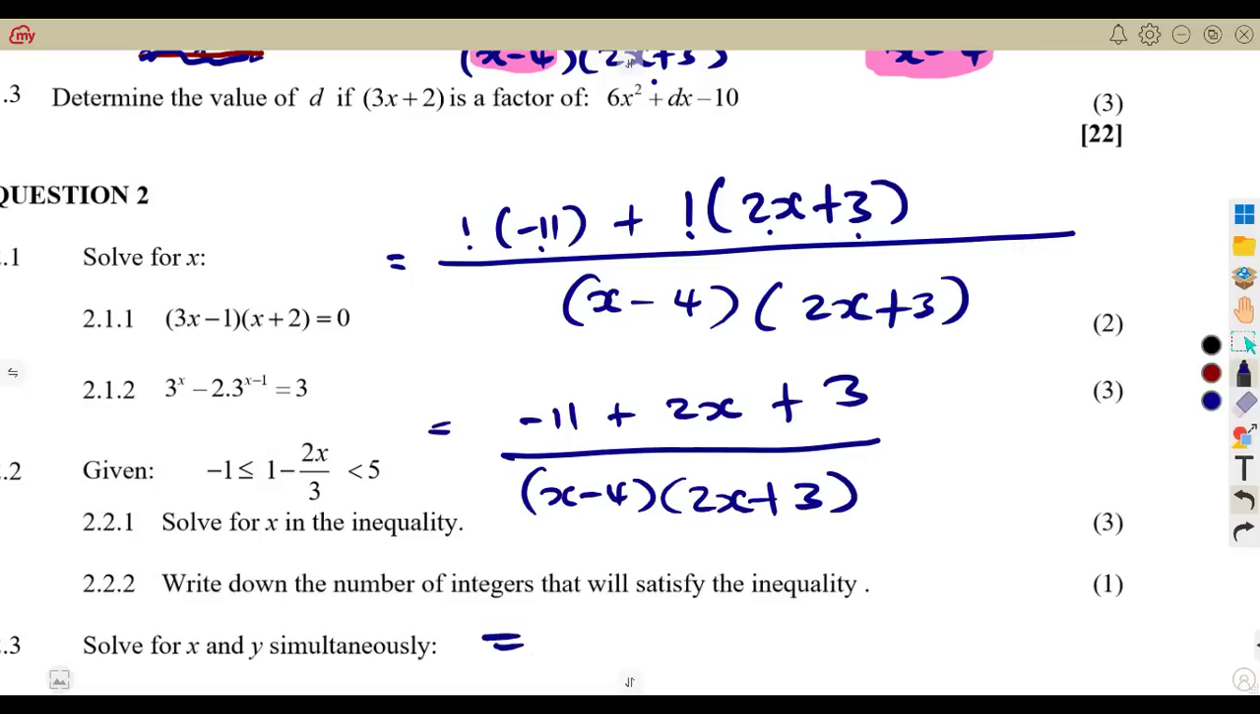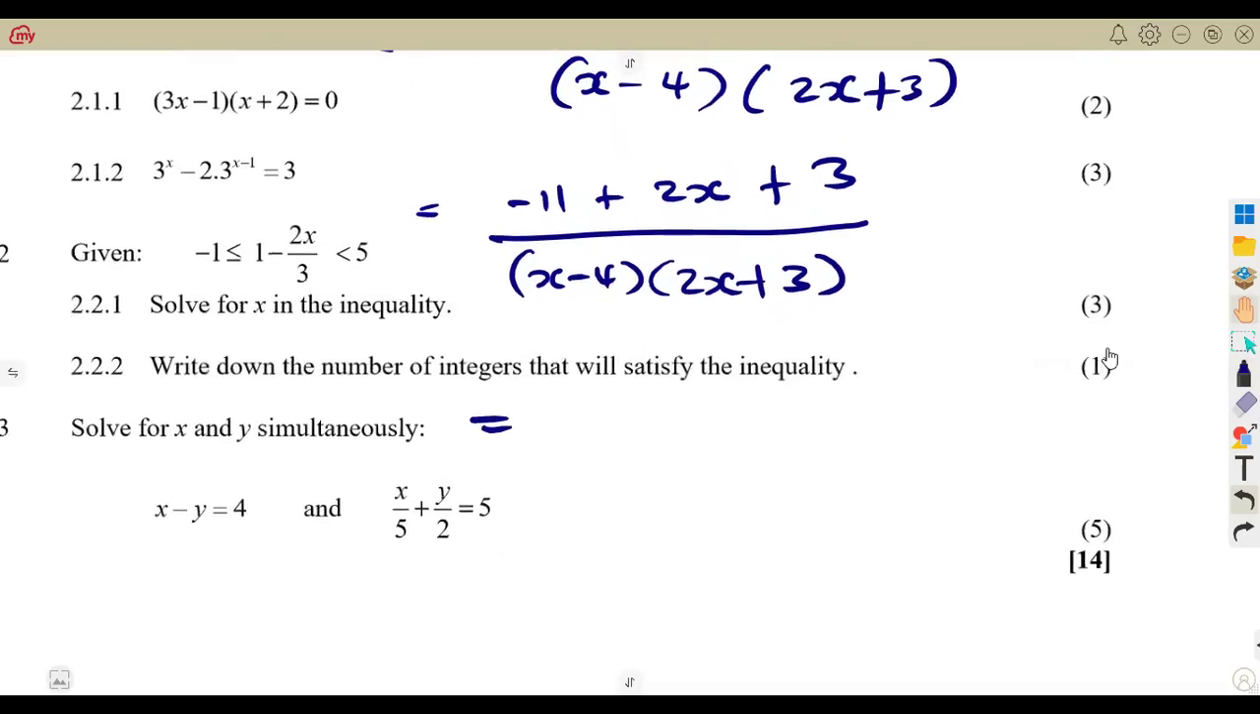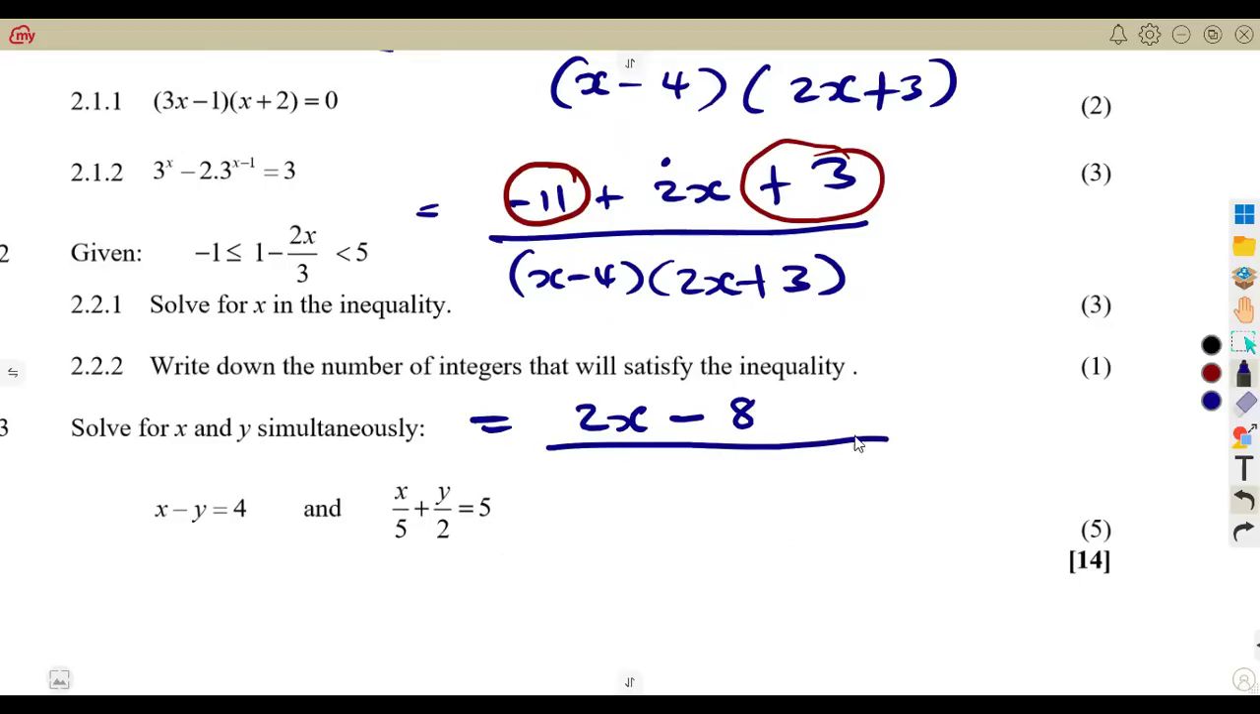Let's simplify further. We've got like terms to be considered there. So I'm just going to write our 2x. Then consider the like terms, minus 11 and plus 3. These are like terms, so on your calculator you can even simplify that. Minus 11 plus 3 is going to give us a minus 8. Everything over what? x minus 4 into 2x plus 3.